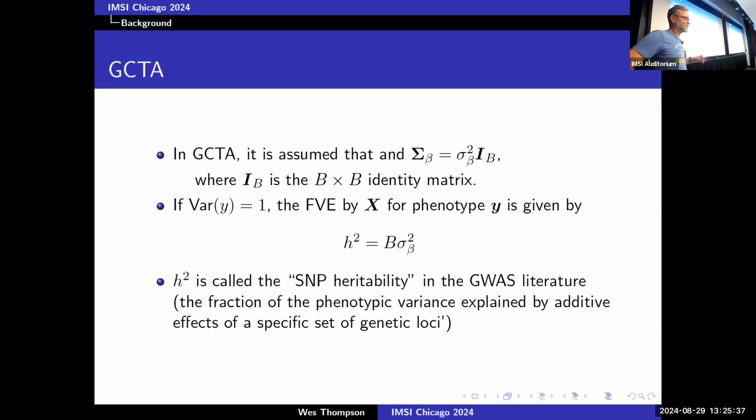If y has been standardized, so the variance of y is 1, then the fraction of variance explained by x for phenotype y is given just by h squared. That's called the SNP heritability, and that's just the number of features times sigma squared beta. And this was very influential because it was shown that if you apply this method to complex traits like height, like 40-50% of the variance of height is actually accounted for by the additive linear effects of common genetic variants. So it wasn't that they were looking at the wrong thing. It was just that the effects were tiny, widely distributed, and they were measuring them with a lot of noise, and they didn't surpass statistical significance individually.